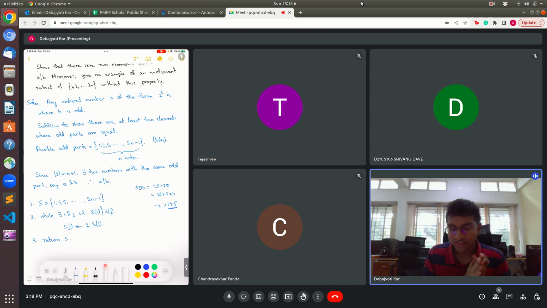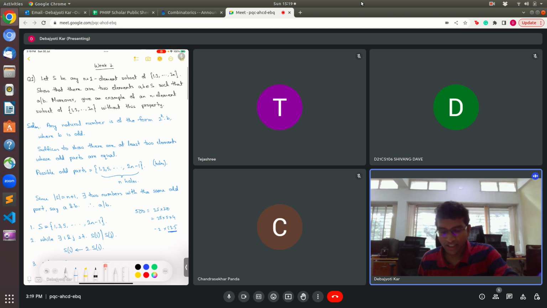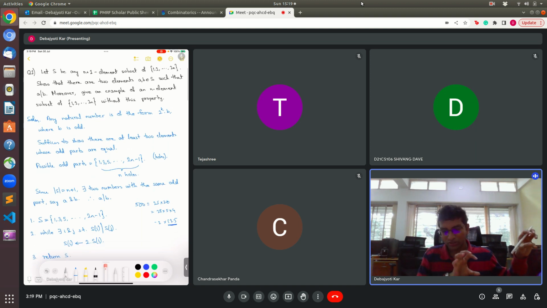Okay, and now what I am saying is that since all these numbers are less than or equal to 2n, what are the possible odd parts of the number? It has to be an odd number in this range. The maximum possible odd value is 2n minus 1, because all the numbers are less than or equal to 2n. So these are our n holes.